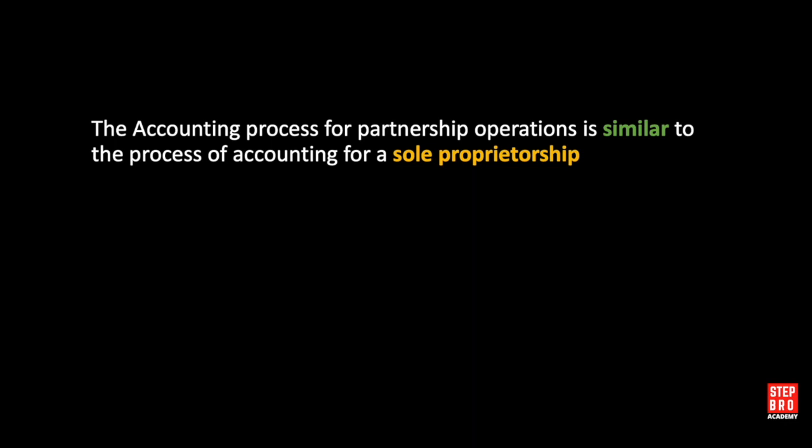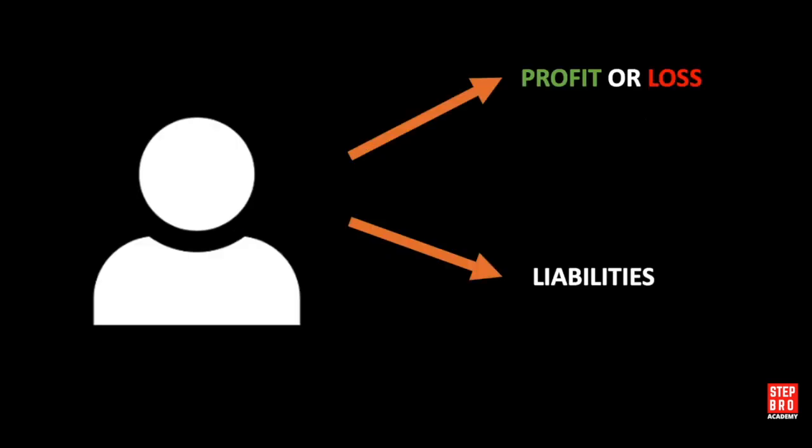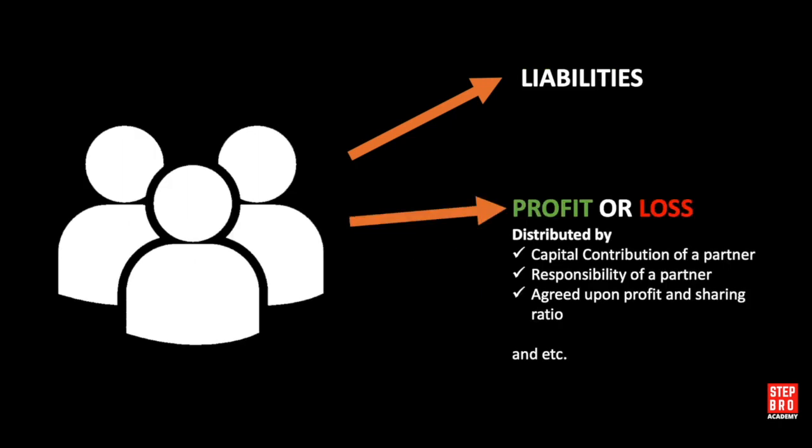The accounting process for partnership operations is similar to the process of accounting for a sole proprietorship. The difference is with the distribution of profits and losses and with the responsibilities of each partner in the partnership. In a sole proprietorship, the owner reaps all the profits but is also responsible for the liabilities of the business. In a partnership, the partners make an agreement regarding the profit and loss distribution and the roles of each partner.